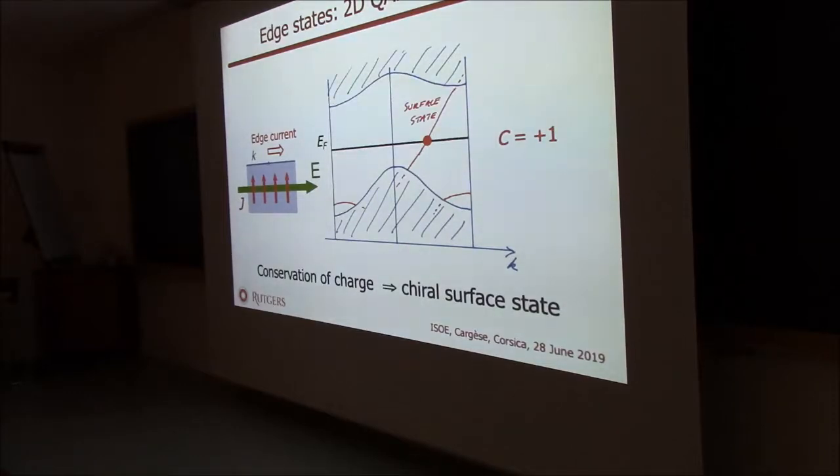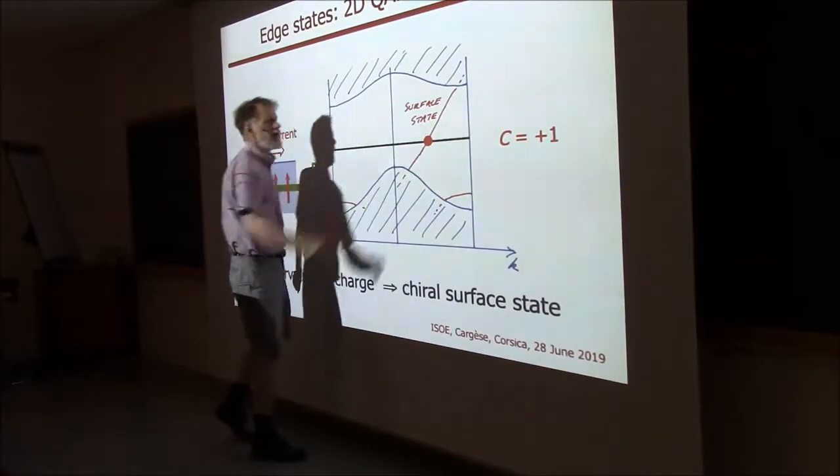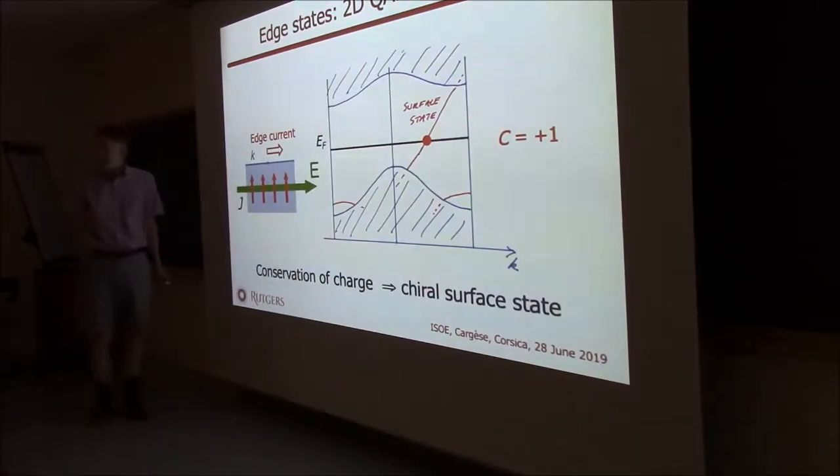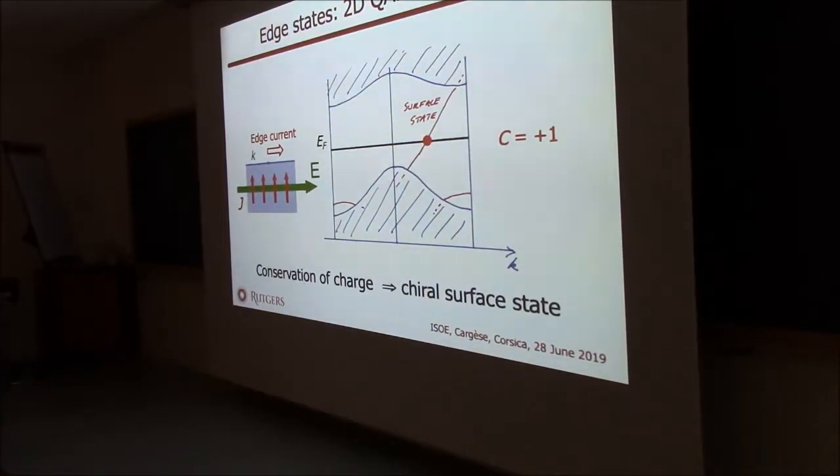The details will look different, but the number of... you could also have, and I'll discuss this later, something that goes up and down and another one that goes up. So you have 2 up crossings and 1 down crossing. That's 1 net up crossing that can happen if and only if the bulk has Chern number 1.